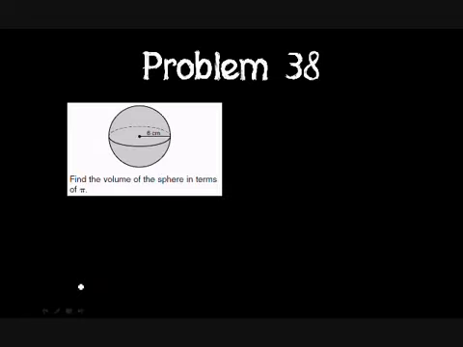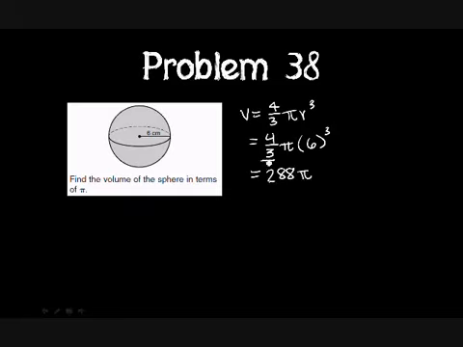Okay, 38 says find the volume of the sphere in terms of pi. Some of you guys get caught up because we haven't done a whole lot of spheres, but it's just a formula like anything else. And that formula is 4/3 pi r cubed. So we just plug stuff in. My radius is 6. So you can use your calculator to do that. We're not going to put the pi in the calculator. It's just like any other problem. So we end up getting 288 pi. So I did 4/3 and 6 cubed, and I get 288 pi. And that's that answer.